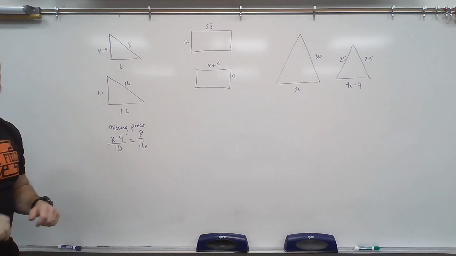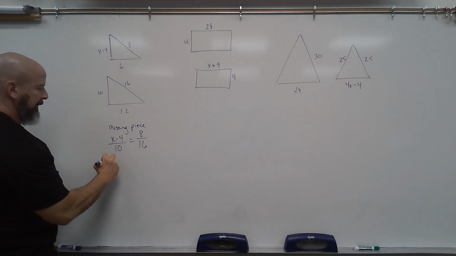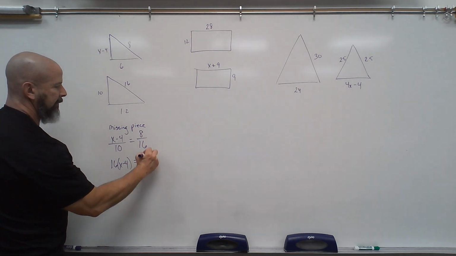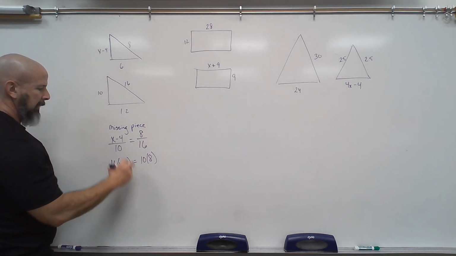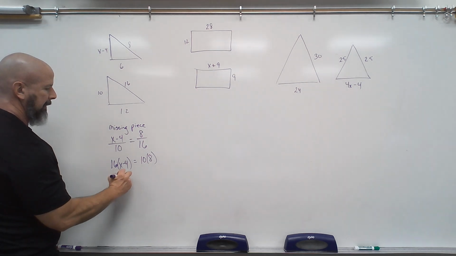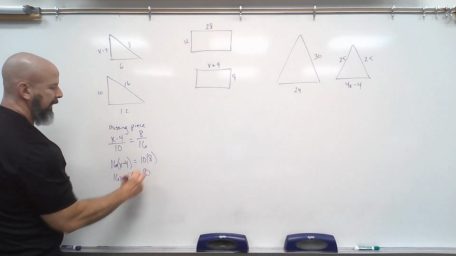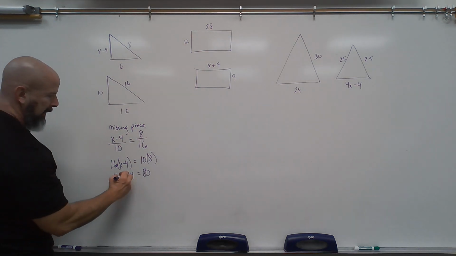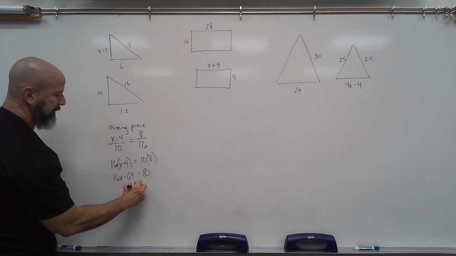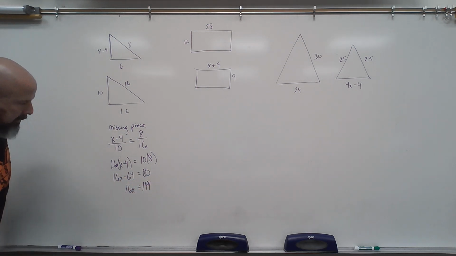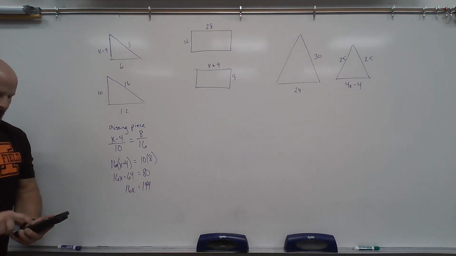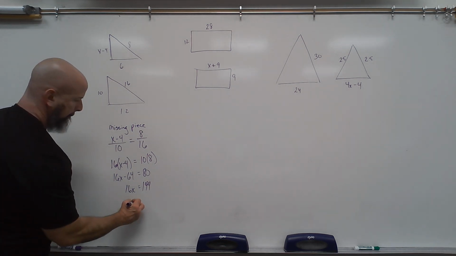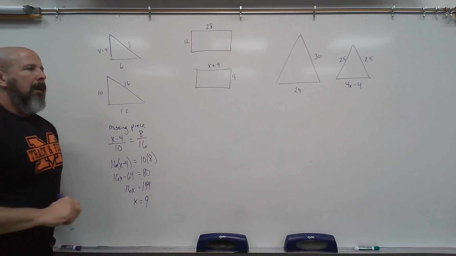There's my proportion to solve now. So I'm going to have 16 times x minus 4 equals 10 times 8. So 16x minus 64 is 80. I'll add my 64 over. If I add 64, I'd have 16x. It's now 144. And then divide by my 16. Should be 9. Yeah, 9. X is 9. All right. X is 9.